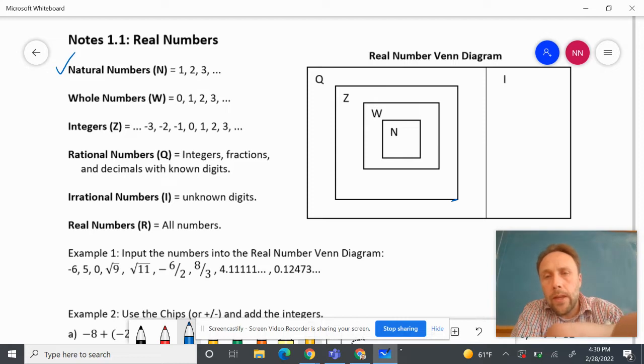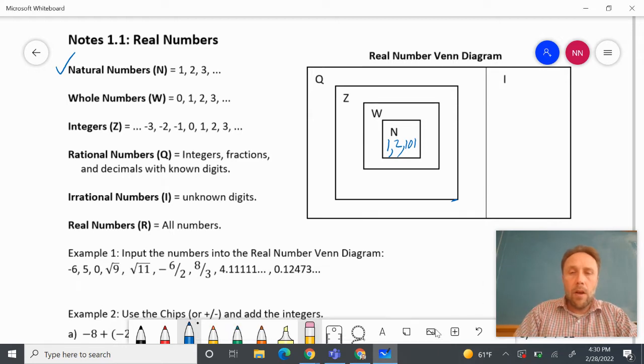So we would put that in the Venn diagram: 1, 2, 101. Those would be examples of natural numbers. The next ones would be whole numbers. Whole numbers start with 0 and then they include all the natural numbers. So if we're looking at the Venn diagram, we have our natural numbers, and then whole numbers would include all of the natural numbers plus 0.